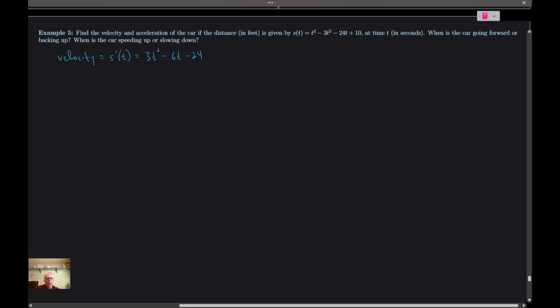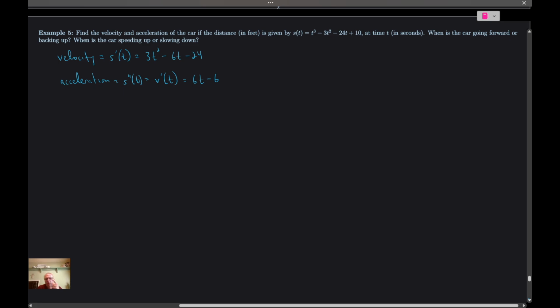Then the second derivative is acceleration. So acceleration is going to be s double prime of t, or we could write this as v prime of t. But we're going to take the derivative of this to get the acceleration, and that gives us 6t minus 6. All right, so now let's talk about these other two questions. When is the car going forward, and when is it backing up? And then when is the car speeding up? When is it slowing down?